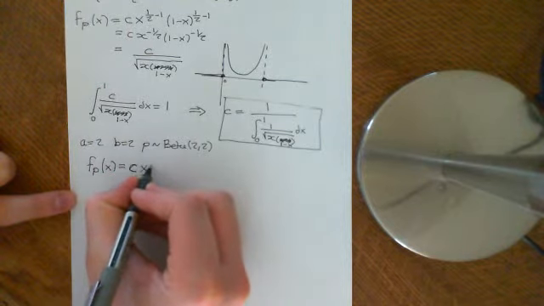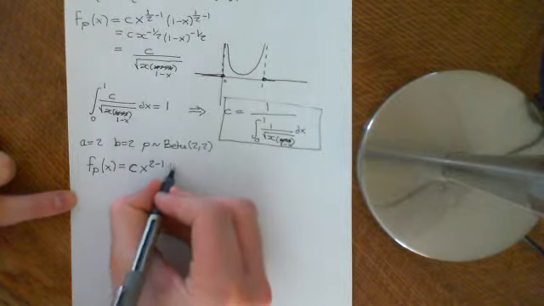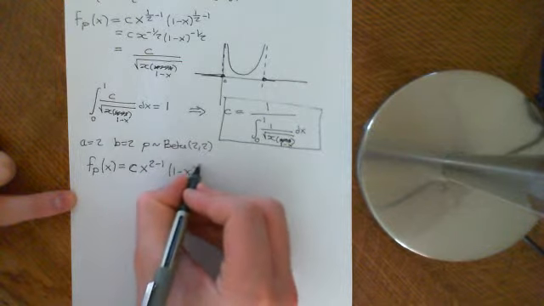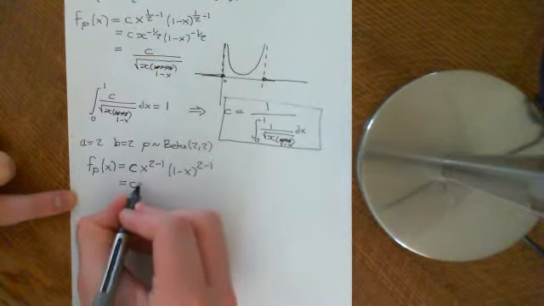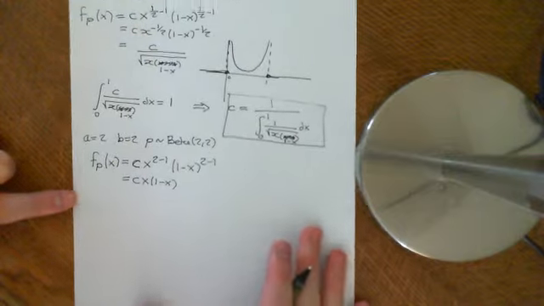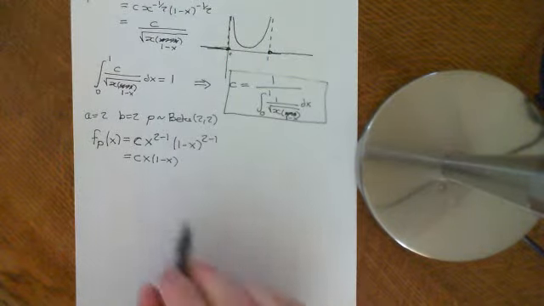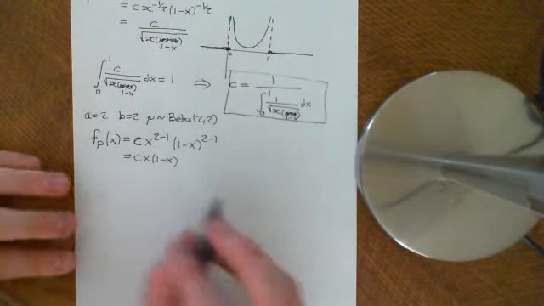normalizing constant times x to the power of a minus 1, which in this case is 2 minus 1, times 1 minus x to the power of b minus 1, which is also 2 minus 1. So we get that this is c times x times (1 minus x), basically. Okay, so now all we need to do is firstly try and plot this, and secondly try and work out a normalizing constant for this.